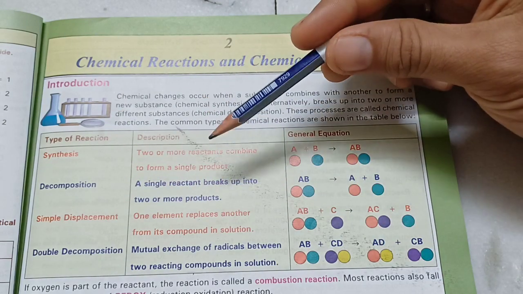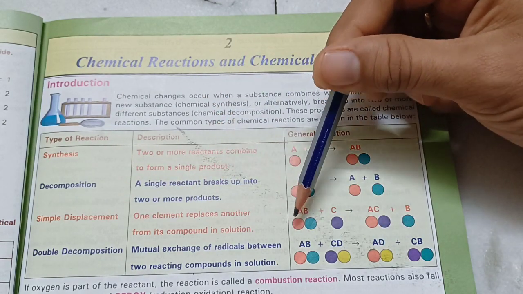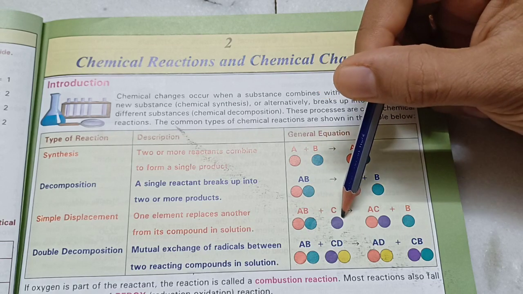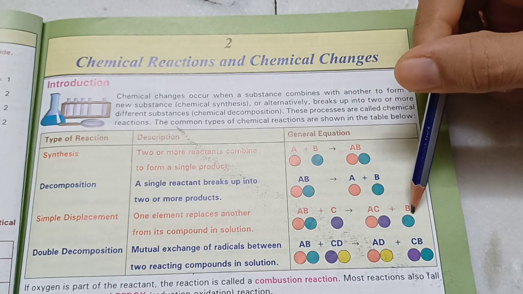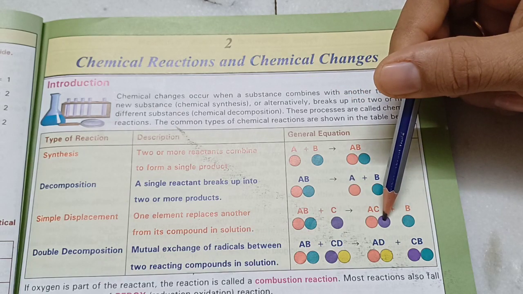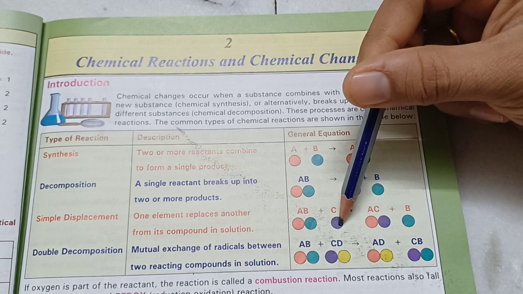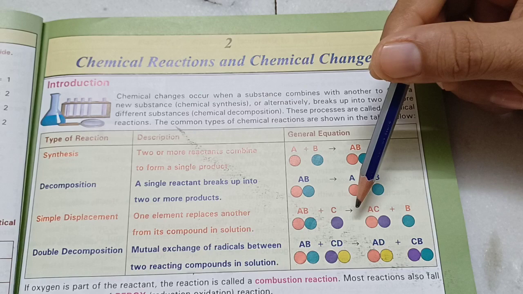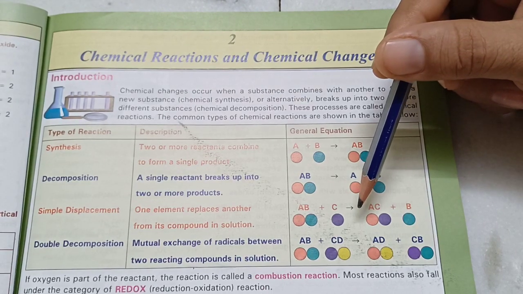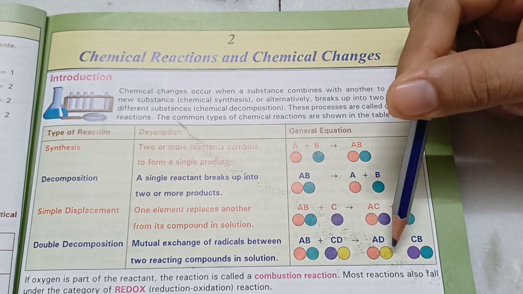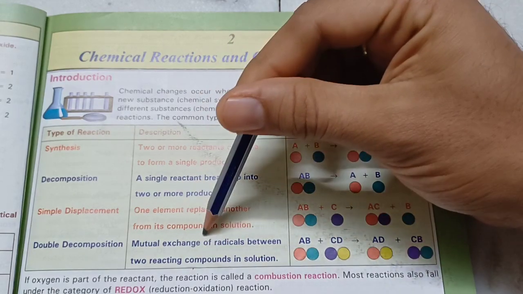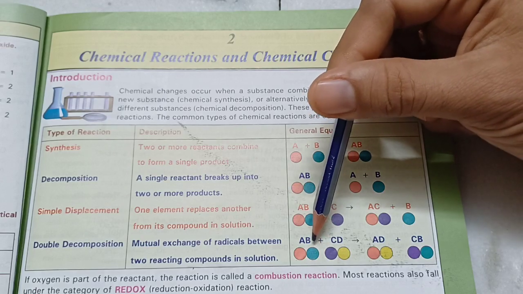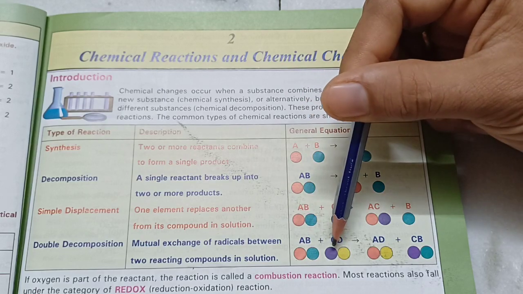Simple displacement. Imagine A is happy with B, but then comes along C. So A dumps B and bonds with C, simply because C is more reactive than B. That is simple displacement. Double decomposition is where they exchange their particles, the mutual exchange of the radicals, that is the ions, between two reacting compounds, and this happens only in solution form, in aqueous state.